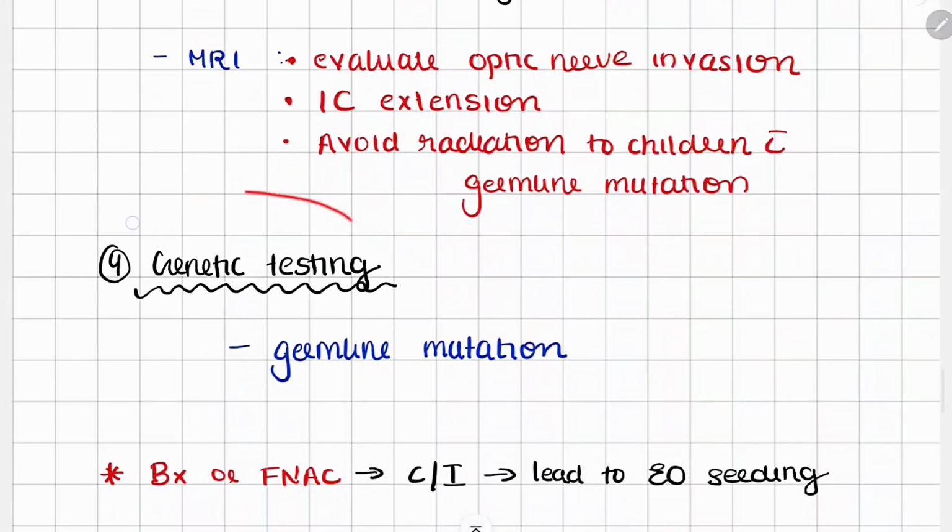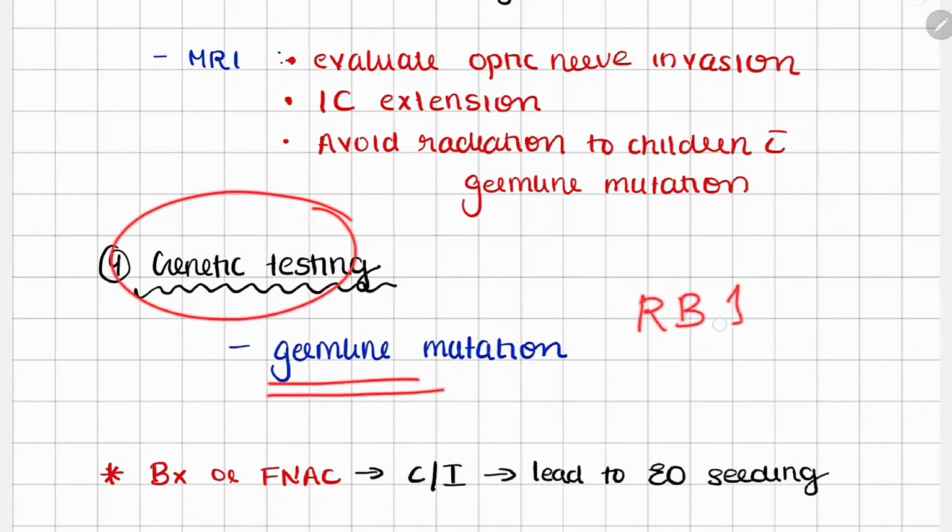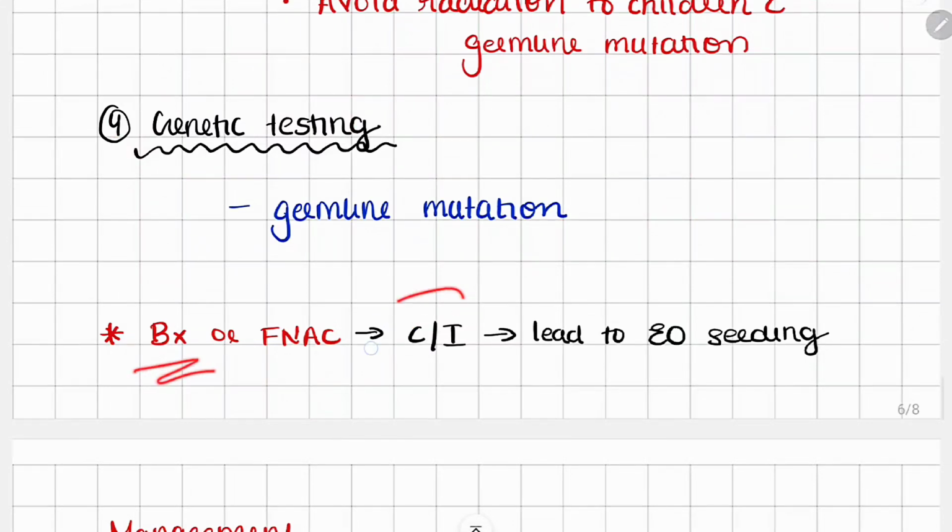We can also do genetic testing to identify the germline mutation, that is the mutation of the RB1 tumor suppressor gene. Now, biopsy is contraindicated due to the risk of extraocular seeding.